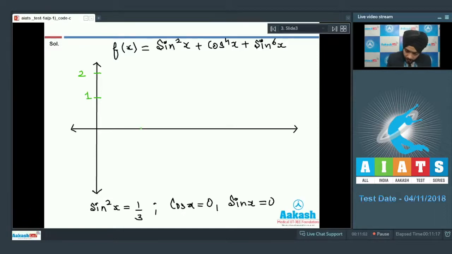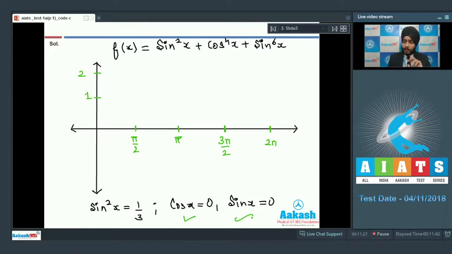Let us have them. One is π by 2 because cos x will be 0. Then one is π, sin x is 0. 0 is obviously a critical point. Then 3π by 2, and then at last 2π. These are 4 critical points corresponding to these two equations.